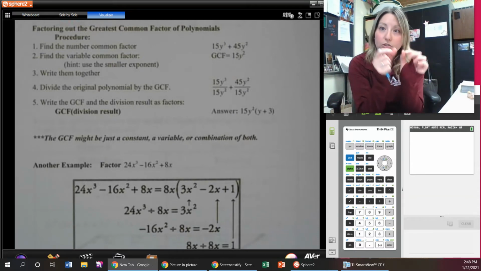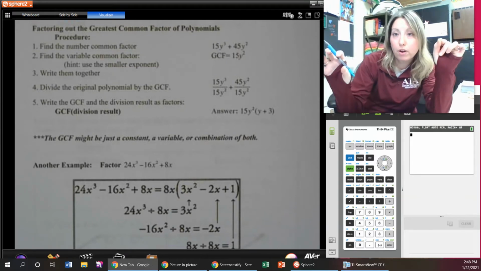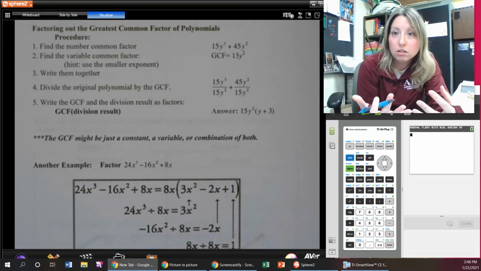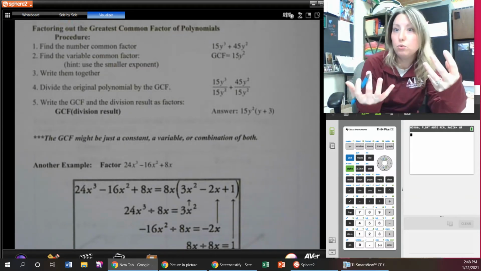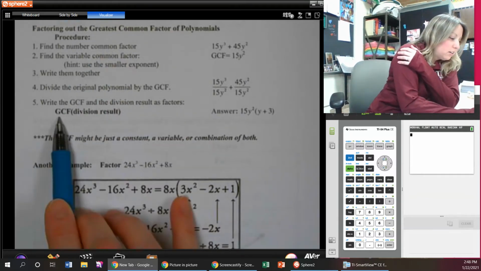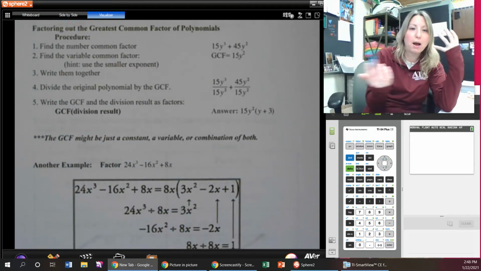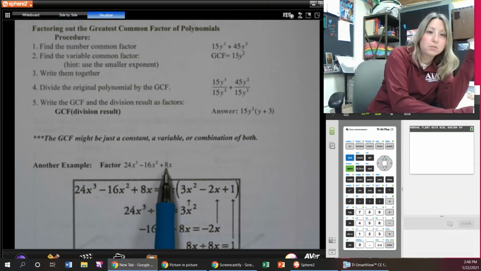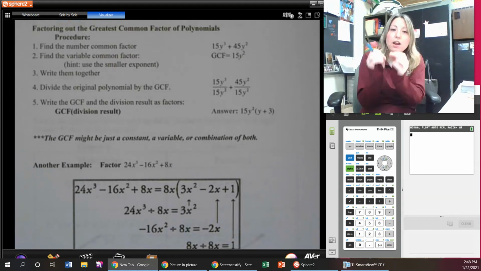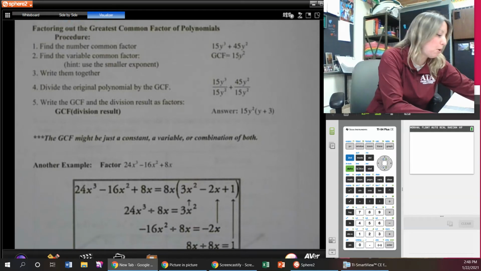So that GCF is going to be that number out in front of a set of parentheses. The GCF is the result if you undistribute something, right? That's the front of that set of parentheses. So that's what we're going to be doing here, okay? Think about, what do all of these terms have in common? What can they all divide evenly by? And then when I do that, what's the leftover? All right, so here's an example.